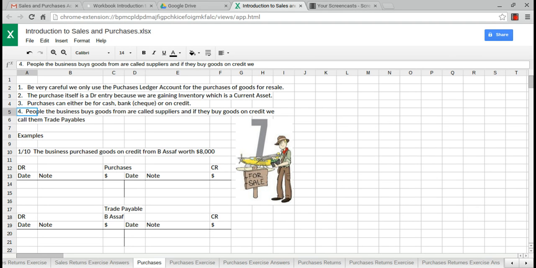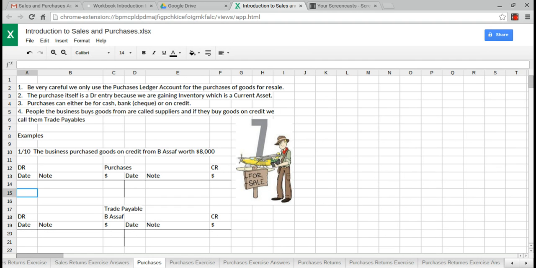People we buy goods from are called suppliers. However, for people we buy goods from on credit, the term we use for those types of suppliers is trade payables, and that's a new term. The old term used to be creditors. They're called trade payables. They're a current liability because we're going to have to pay them within a year, and therefore we would expect to credit that account when we purchase some goods.